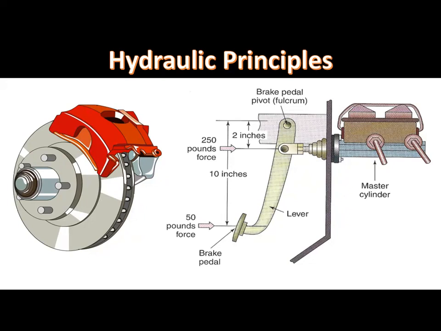A smaller diameter master cylinder requires more piston travel to displace the same amount of fluid as a larger piston. The force on the brake pedal and the diameter of the master cylinder piston determine the pressure in the brake system. The diameter of the wheel cylinders or calipers determines the force against the brake shoes or pads. A larger diameter wheel cylinder or caliper piston exerts more force on the brake shoes or pads.